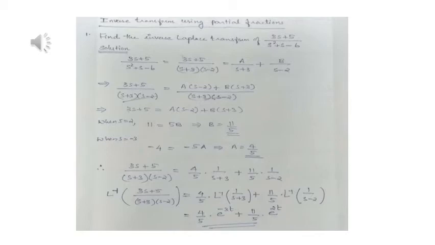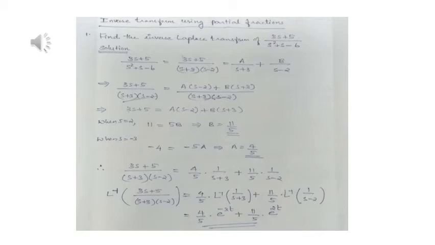Okay, now on taking LCM, you will get 3s plus 5 is equal to a into s minus 2 plus b into s plus 3. Now, in order to get the values of a and b, first put s is equal to 2, so that the coefficient of a will be 0 and you will get the value of b. Similarly, put s is equal to minus 3, so the b coefficient will be 0 and we will get the value of a.